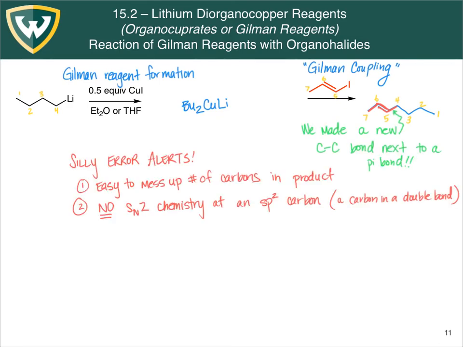Something to keep in mind with this chemistry is that in the end you waste an entire R group because only one of the R groups on the cuprate transfers. So in synthetic design, you want the part attached to copper to be the cheaper part of the molecule.